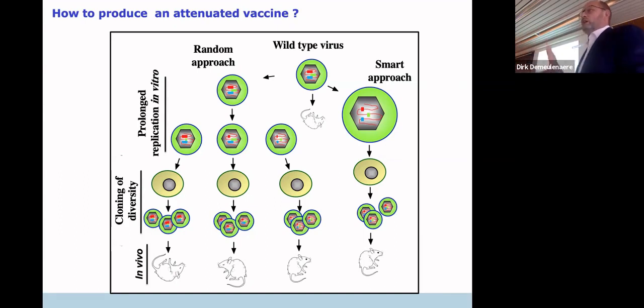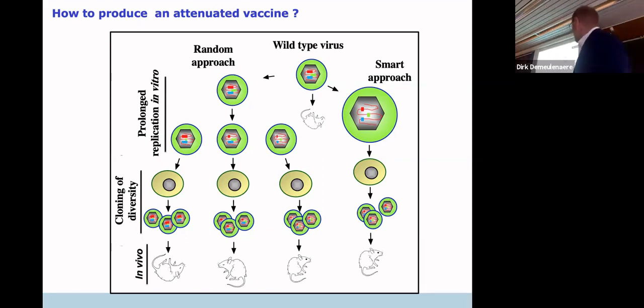A virus, and I'll illustrate this with mice. I don't like mice, I already told you, but from time to time, it's good to recycle old slides. So you start with the wild type virus, and when you administer this wild type virus to the target species, it kills them. Now, how do you produce an attenuated vaccine from this?